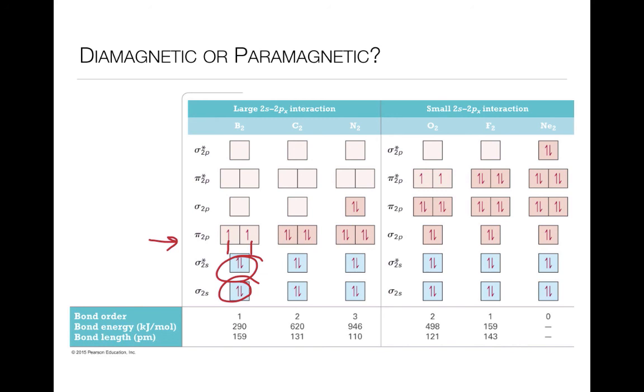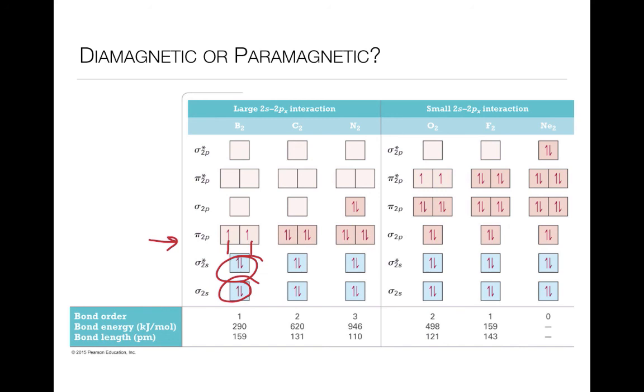If I did a bond order calculation, I would find I have 2 electrons in a bonding orbital. Actually, we can use the sigma 2s's as well. I have 4 electrons in bonding orbitals, 2 electrons in anti-bonding orbitals, so I have 4 minus 2 over 2, and that would give me 1, and I would see a single bond between borons.